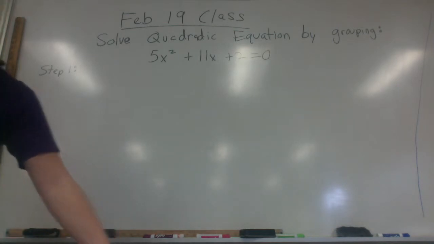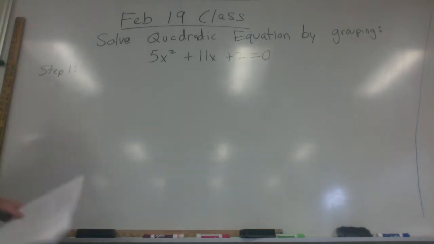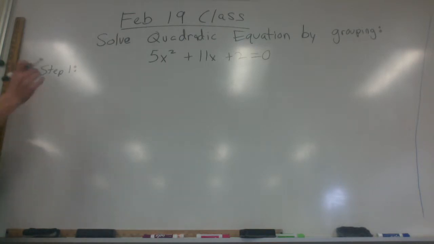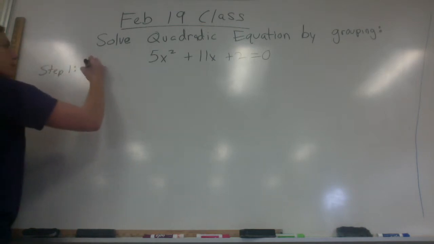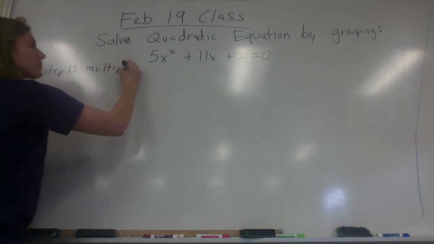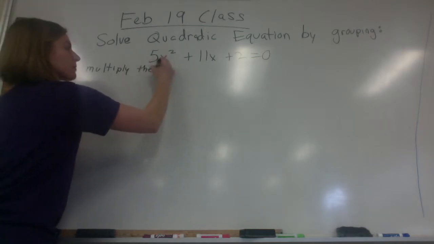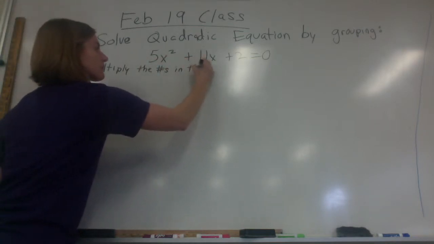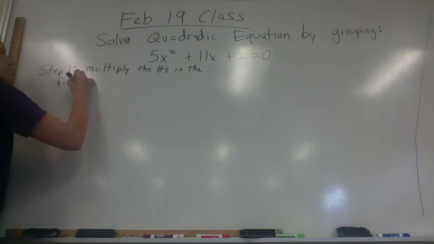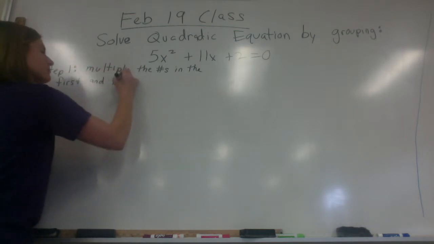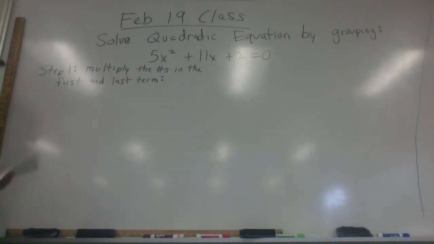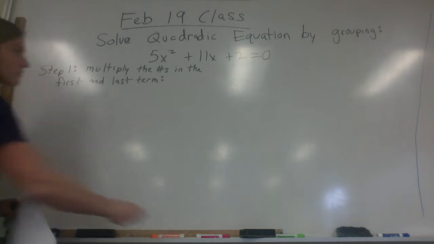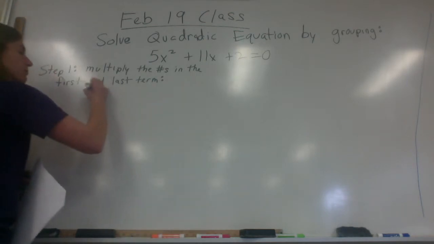So there's a lot of steps. So let's go through this as slowly as we need to. So one's going to be, you're going to multiply your first and your last term, the numbers in the term. So in this case, that's 5 and 2.